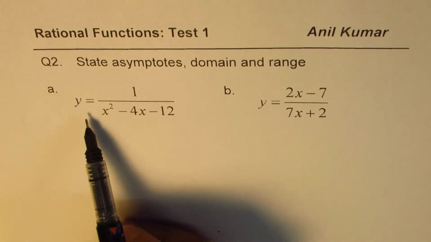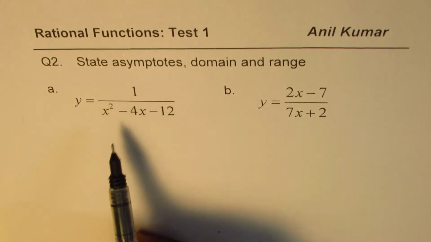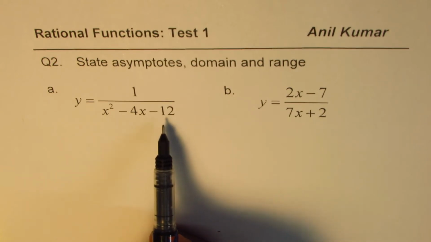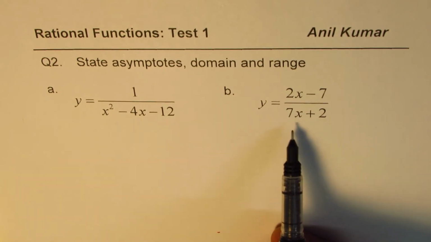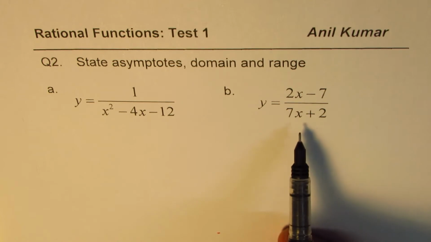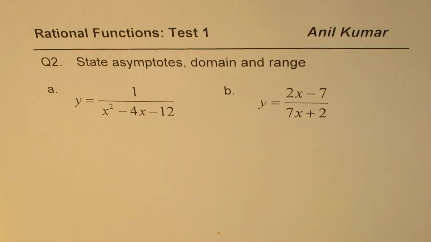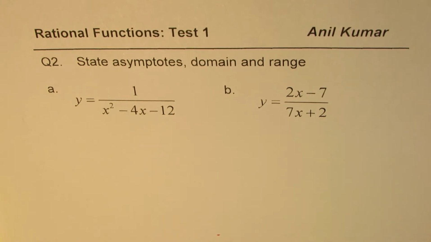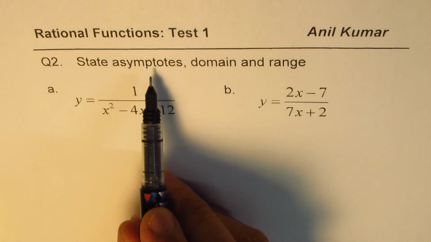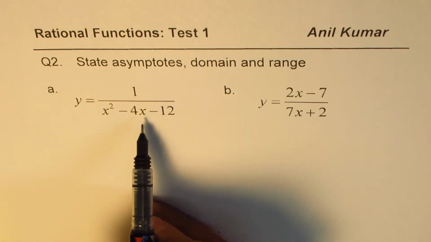First one is y equals 1 over x squared minus 4x minus 12. The other one is y equals 2x minus 7 divided by 7x plus 2. You can always pause the video, answer the question, and then look into my suggestion. Now, to find the asymptotes, we need to factor the denominator.